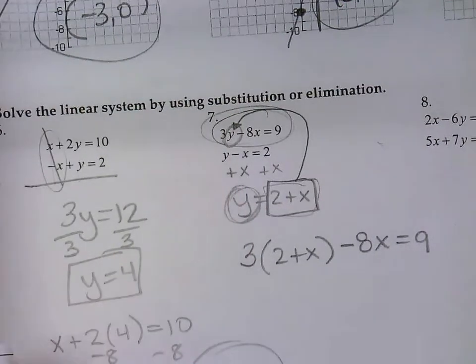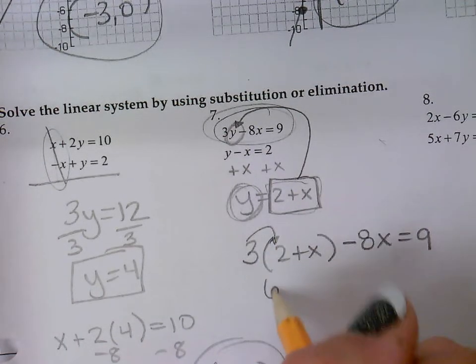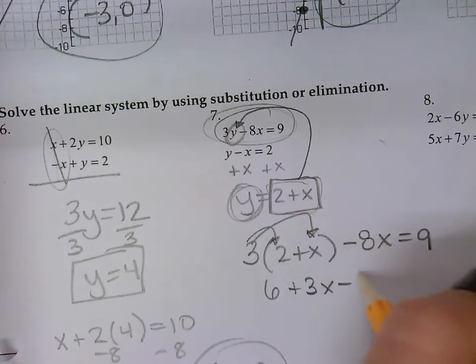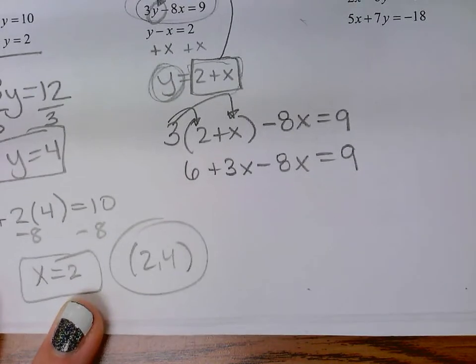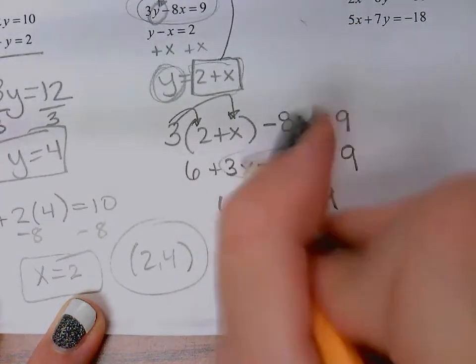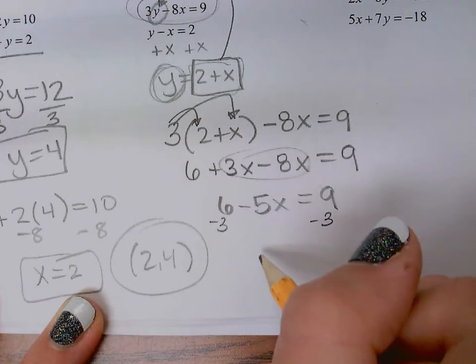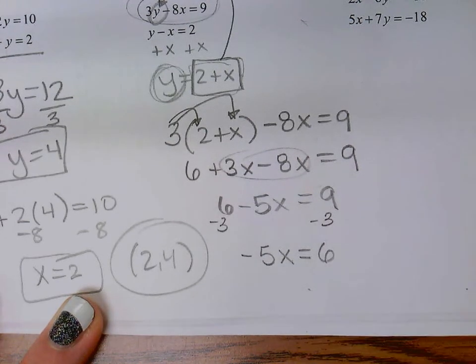Distributive property, 3 times 2 is 6. 3 times x is 3x minus 8x equals 9. 6 minus 5x equals 9, combine like terms. Subtract 3, negative 5x equals 6.